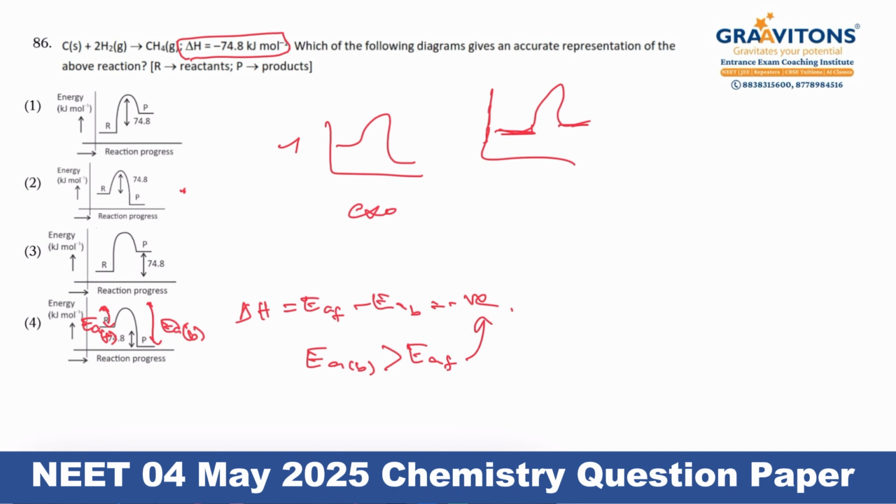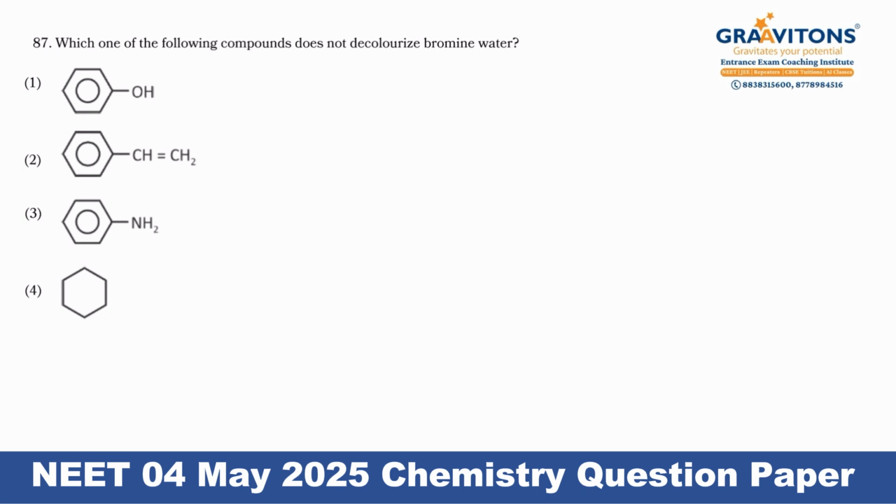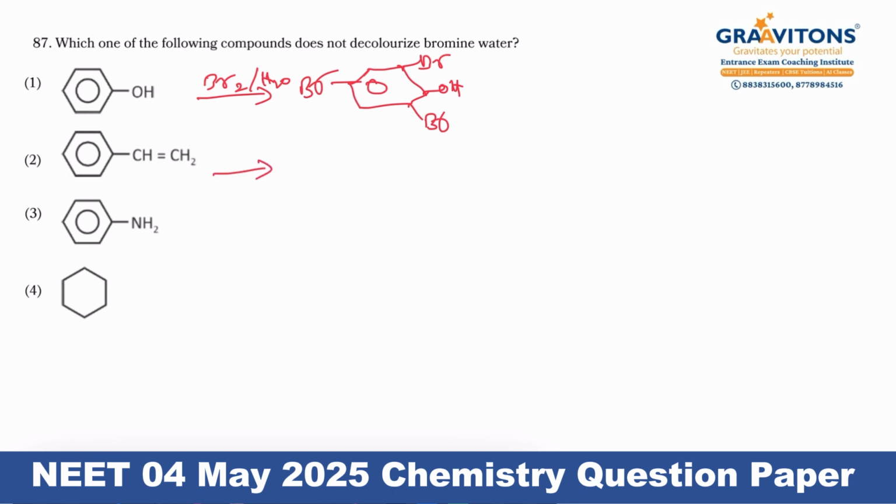So the suitable graph for this particular concept is 4th. 87th question, the following compound that does not decolorise bromine. If you take a phenol and add bromine water, you will get a tribromophenol. Okay, tribromophenol, 2 bromine in ortho position and 1 bromine in the para position. And if you go for a styrene, they decolorize, giving rise to the addition reaction, that is Br2, H2O, where here 1 bromine and here another bromine added.